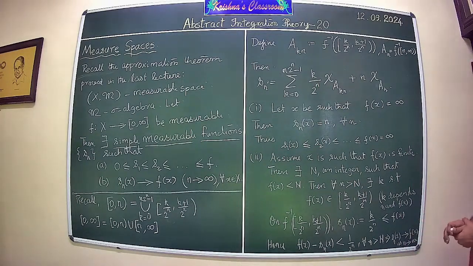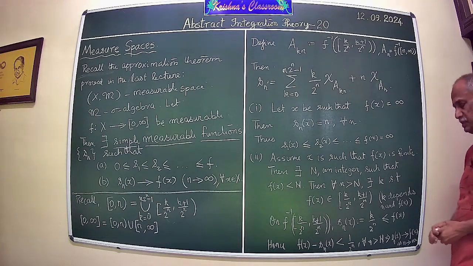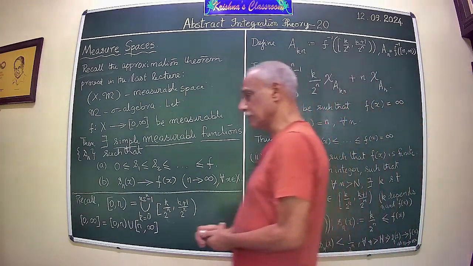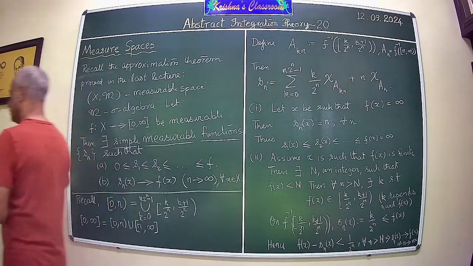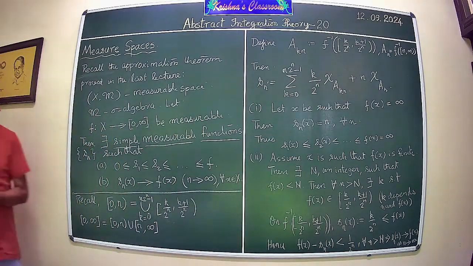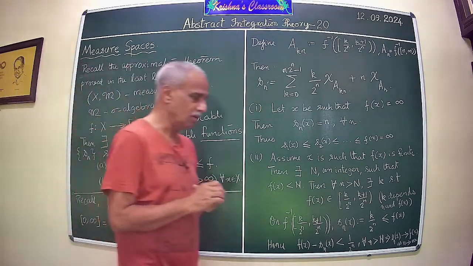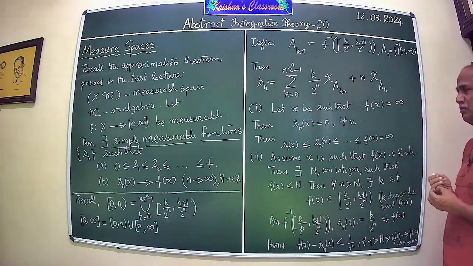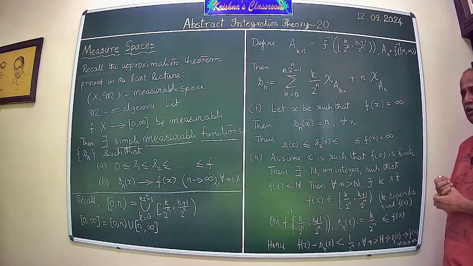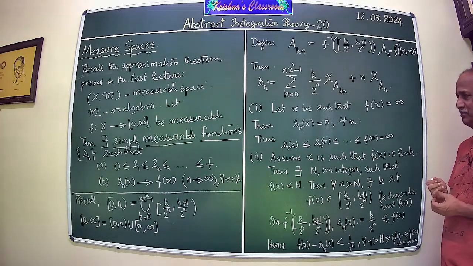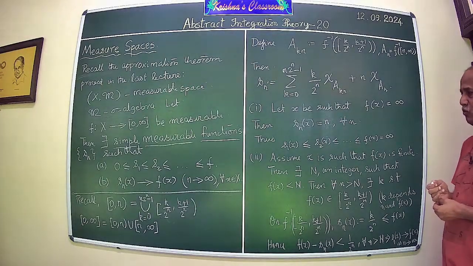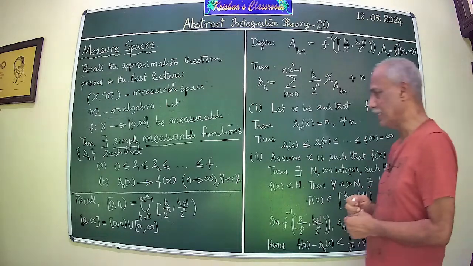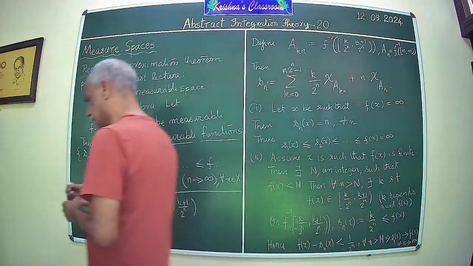This is a very handy tool because it says every measurable non-negative function can be approximated from below by a sequence of measurable simple functions, which is monotonic. All this is very significant while we define the integral of f.